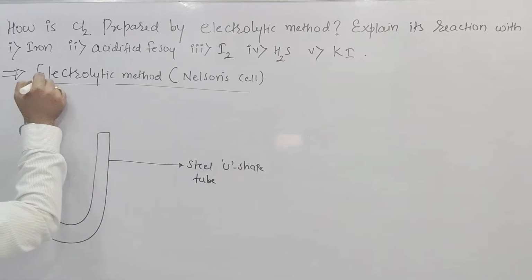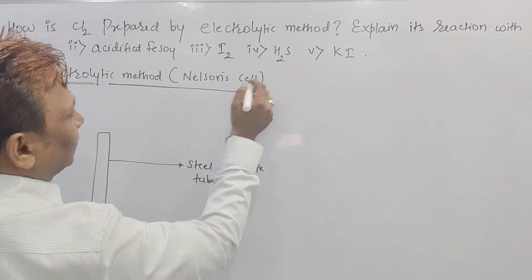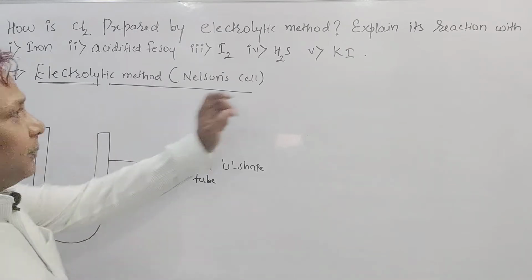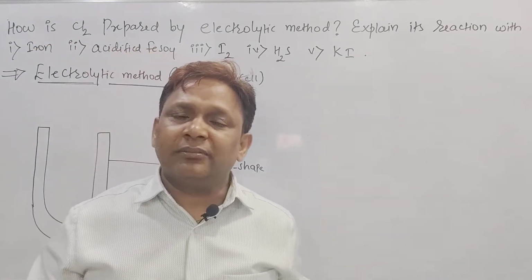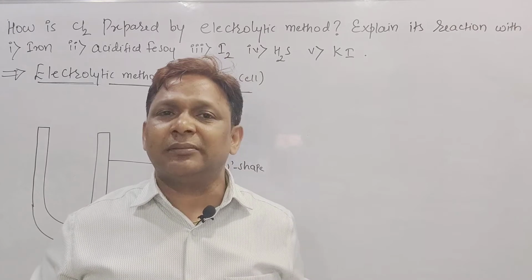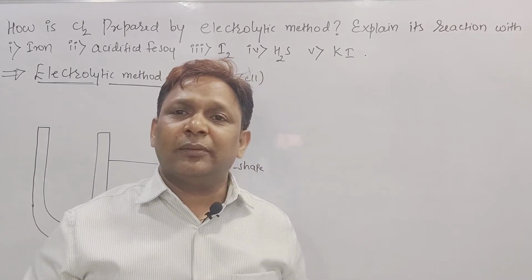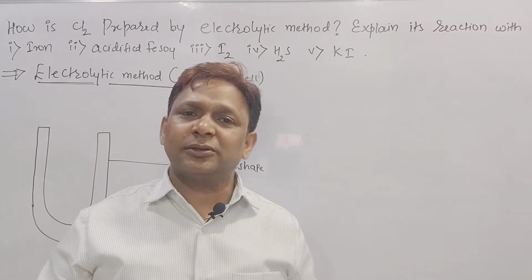See here. This is the electrolytic method, the method called a Nelson cell. The preparation of Cl2 by the electrolytic method itself is called the Nelson cell method. And by that method we are able to prepare NaOH as well as Cl2 gas, that is the chlorine gas.